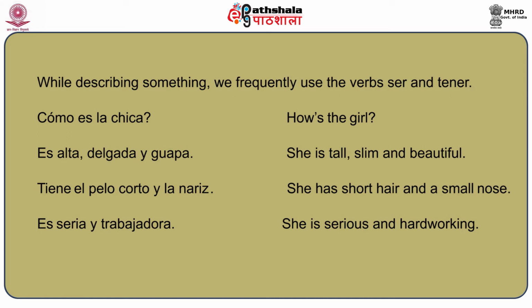So appearance-wise we can say es alta, delgada y guapa, using the verb ser, which means she is tall, slim and beautiful. With the verb tener we can say tiene el pelo corto y la nariz pequeña, meaning she has short hair and a small nose. Or talking about her nature, we can say es seria y trabajadora, meaning she is serious and hardworking.